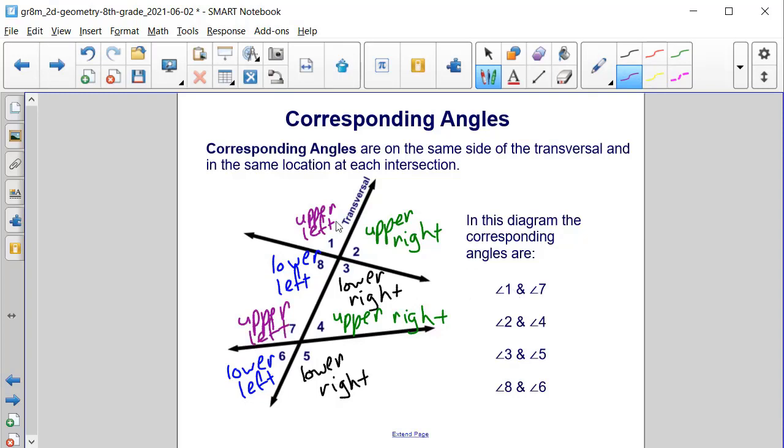Notice the corresponding angles have the same exact name. Angle 1 and angle 7 are both the upper left. Angle 2 and angle 4 are both the upper right. Angles 3 and 5 are both lower right, and angle 8 and angle 6 are both lower left. So that's what corresponding angles are. They are in the same position at the intersection of the transversal.